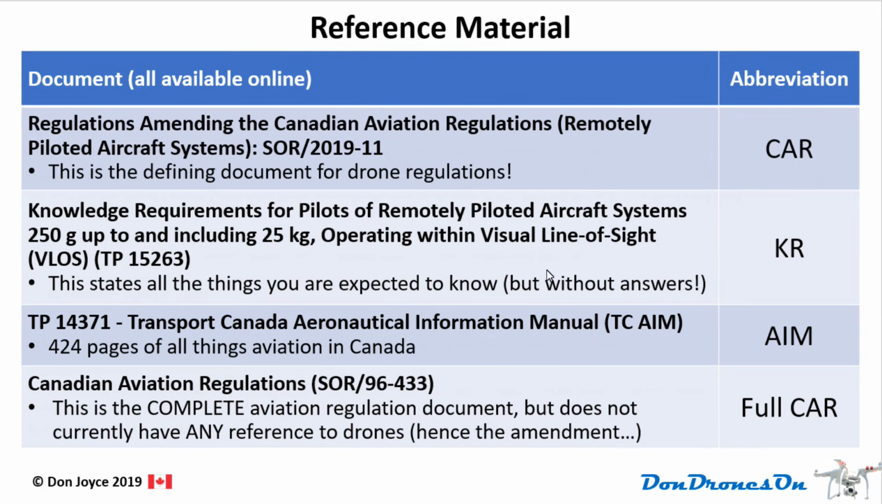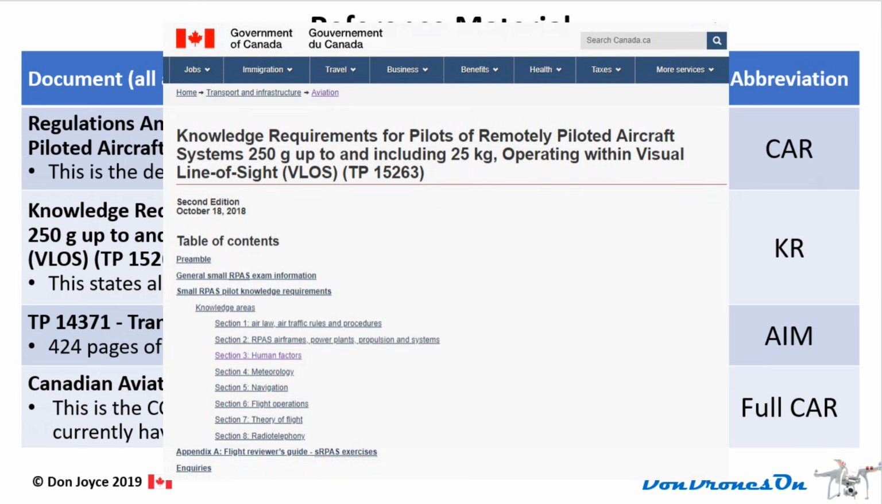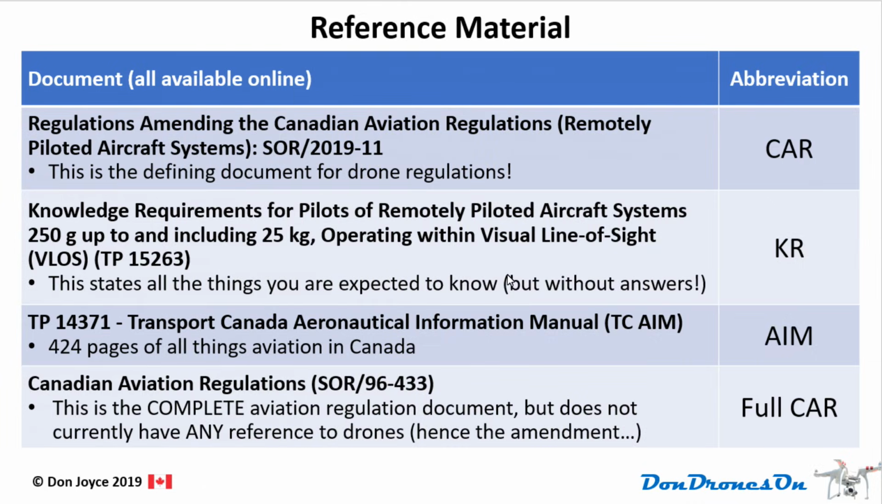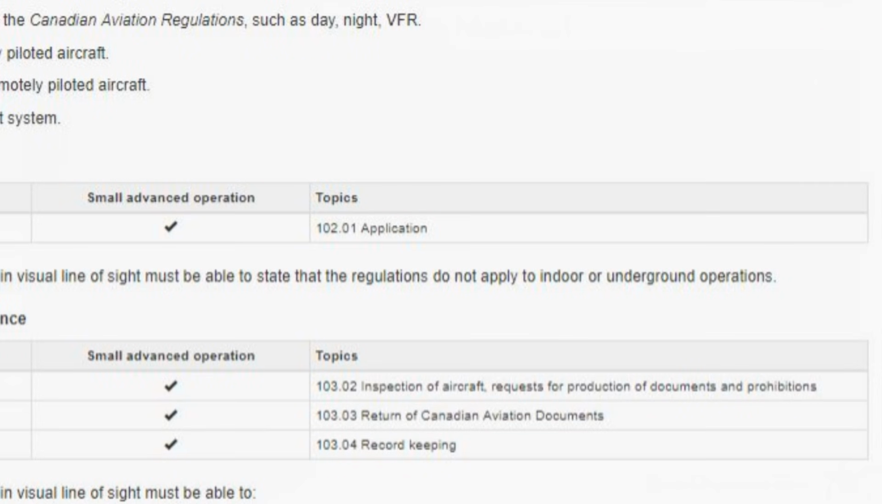The second document I recommend you have open is called the Knowledge Requirements document for pilots of RPAs. Why would you have this open? It doesn't have any answers in it. Well, it has strange little tips if you go through it that you will not find anywhere else. It's weird. For example, all the regulations that exist around drones in Canada are related to flying your drone outside, obviously. But they don't apply to inside, like if you're inside a building, or if you're, okay, this might sound strange, but there was a question about this, they don't apply if you're flying underground.